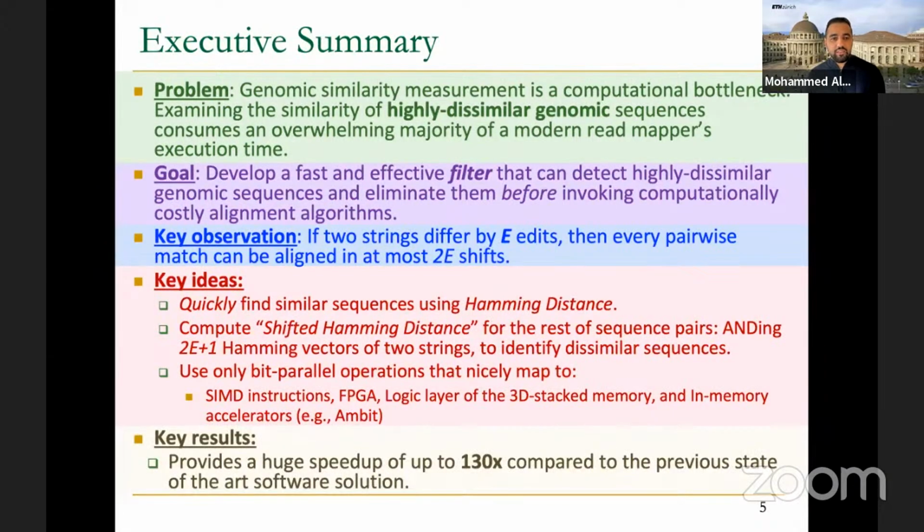And the key result is really very good. It provides a huge speed up of up to 130x compared to the previous state-of-the-art software solution. And of course, if you compare it to the state-of-the-art software solution, you will find this speed up ratio is a bit lower than this, because the software at that time was very slow. We are talking about 2016, 2017 here.